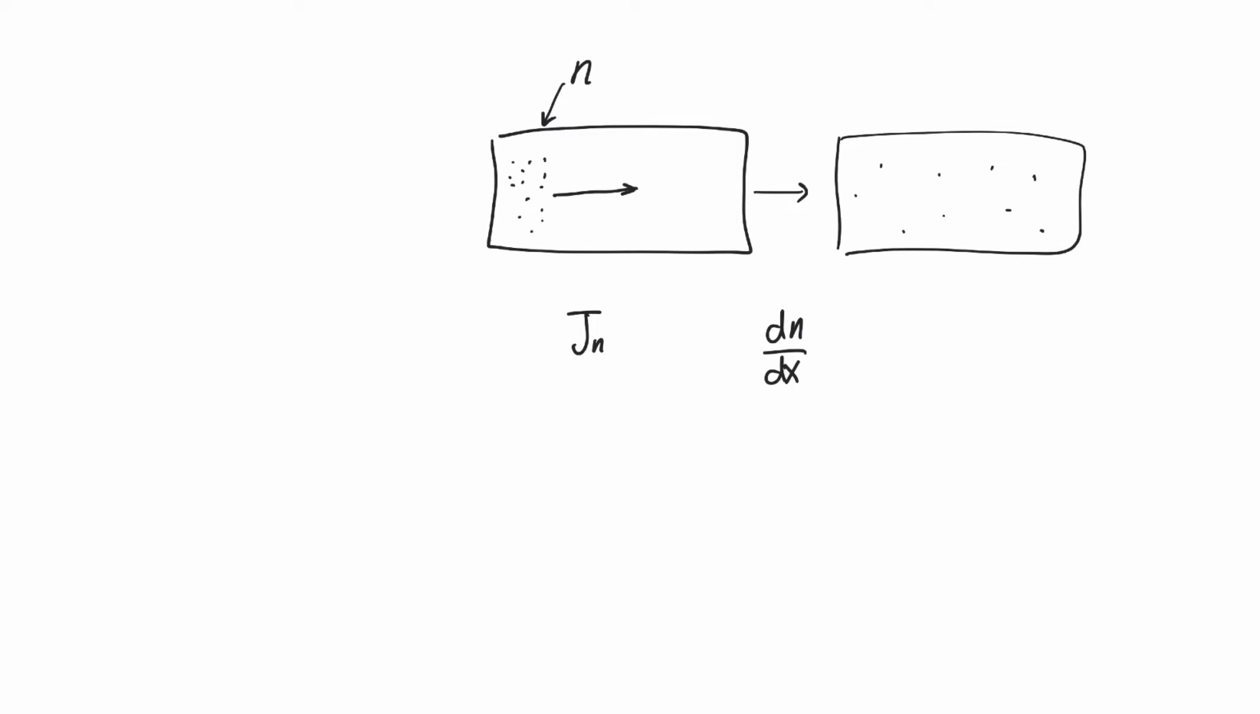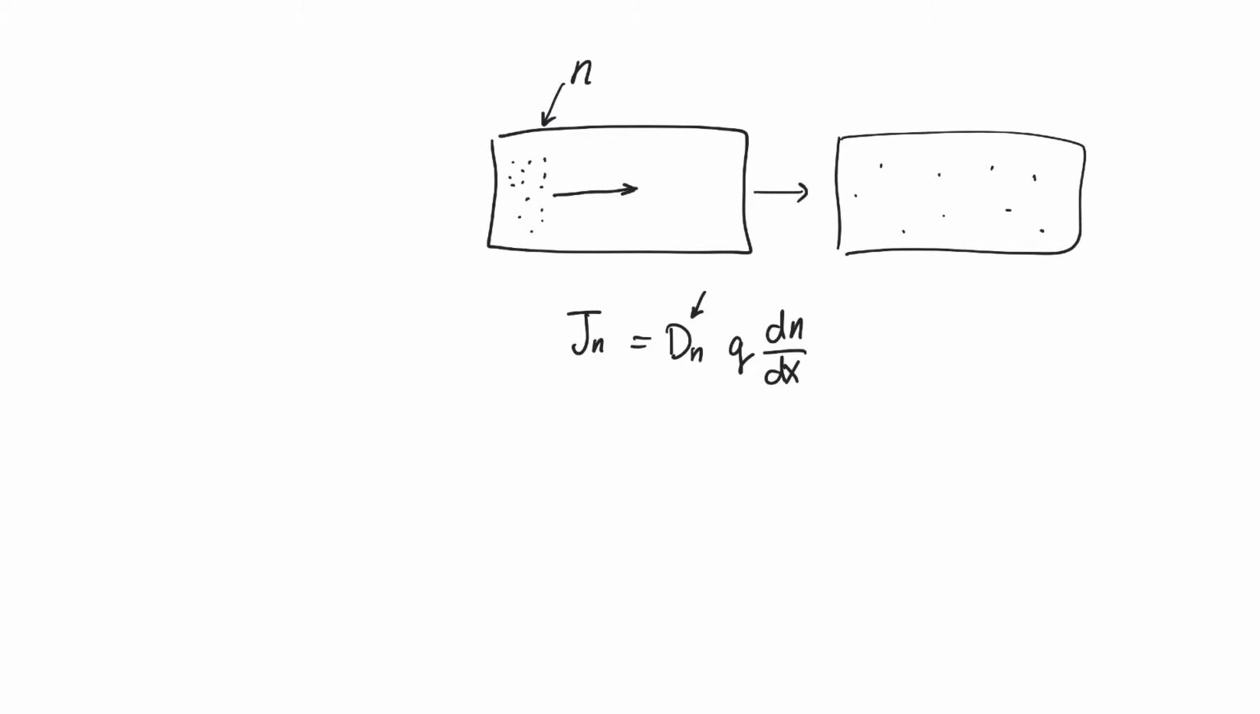And of course, it's going to be proportional to q, which is the charge of a single electron. So there's a q here. And there's a constant of proportionality. It's called the diffusivity of electrons, and it's given the symbol Dn. And diffusivity just expresses how easy it is for electrons to diffuse through the crystal in which they exist, which is in this case a silicon crystal.